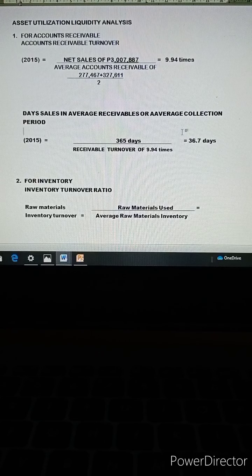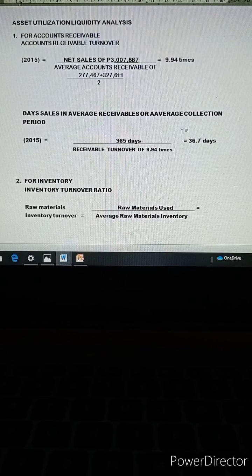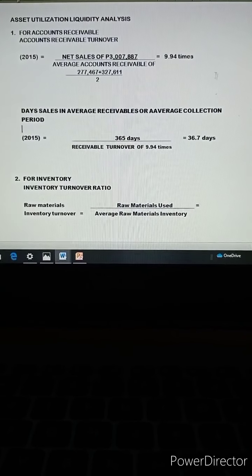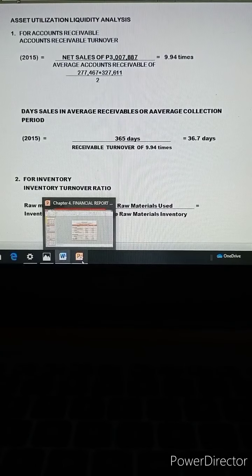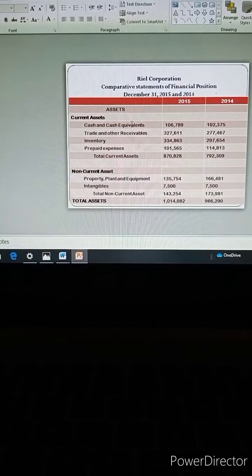Next is asset utilization liquidity analysis. So number 1, this is for accounts receivable and accounts receivable turnover. So in 2015, the formula here is net sales of 3,007,887 over average accounts receivable of 277,467 plus 327,611 over 2. So these figures are taken from the illustration, the second illustration that I have given you here.